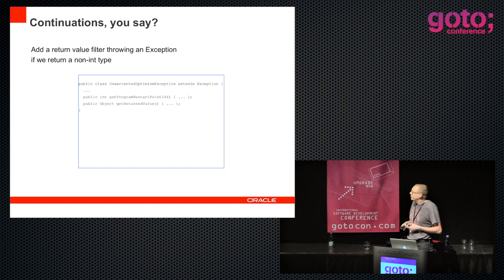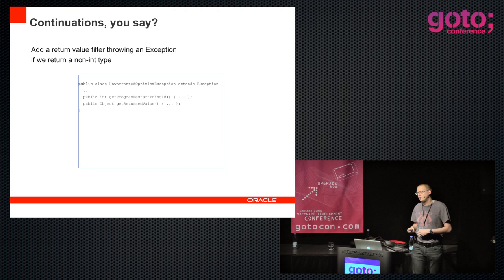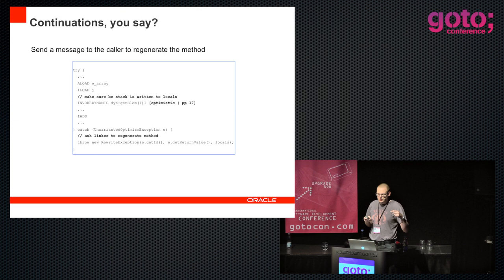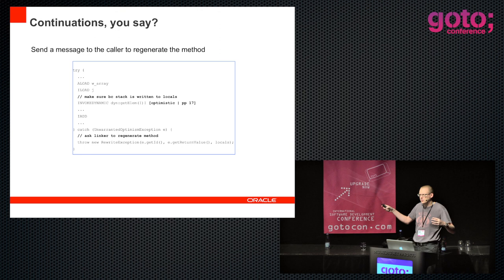So we catch this exception and create a new exception with the program point ID, return value, and the state, the continuation state of the locals. This is not a full continuation. This is just one frame. We need this to tell the linker to relink the method, generate the rest of the method after this program point more pessimistically, the less optimistic version of the method, and jump to it. So we just need it to unwind one stack frame.